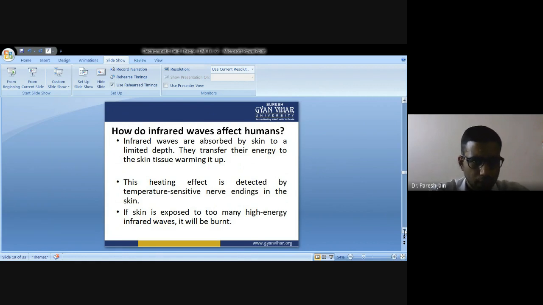This heating effect is detected by the temperature sensitive nerve endings in the skin. So this is a temperature sensitive device which is used to detect the heating effect in the body. If skin is exposed to too many high energy infrared waves, it will be burned.